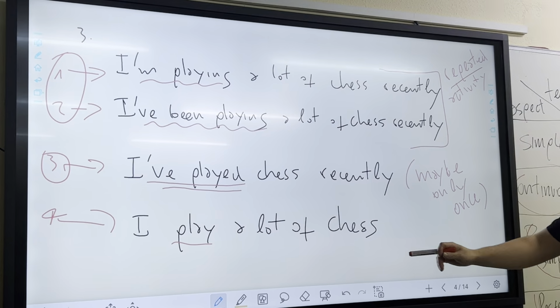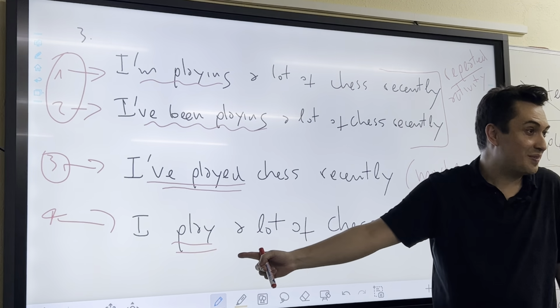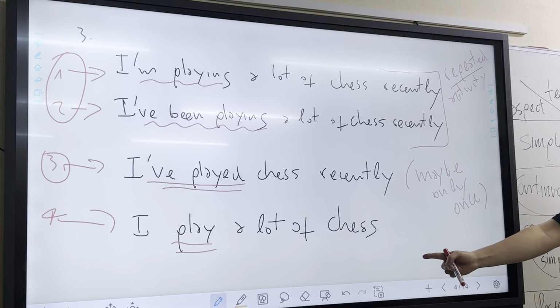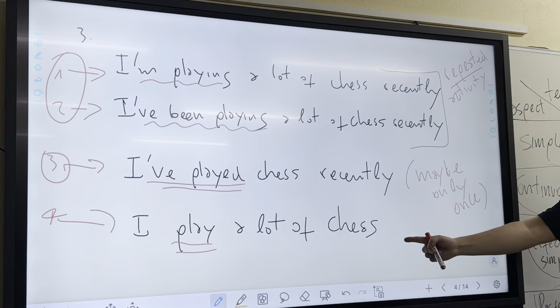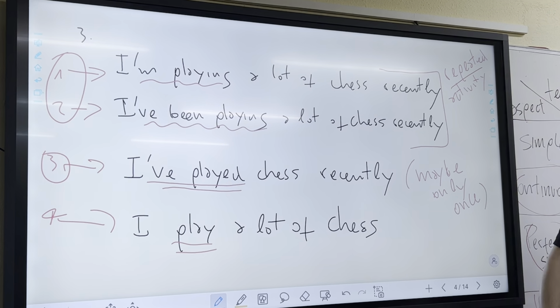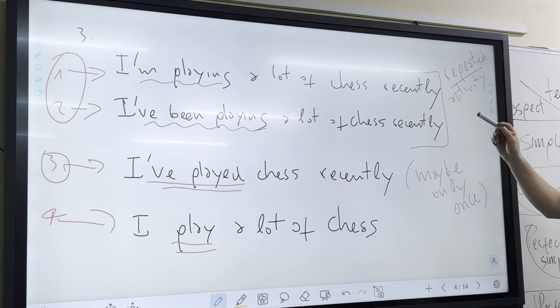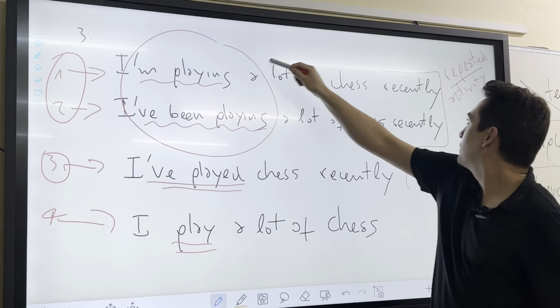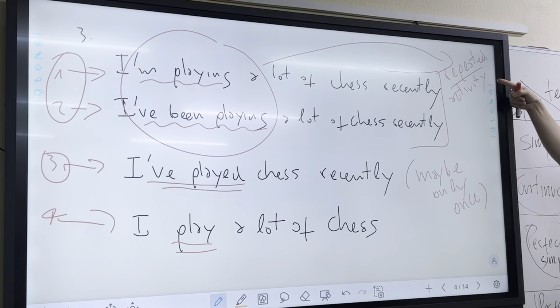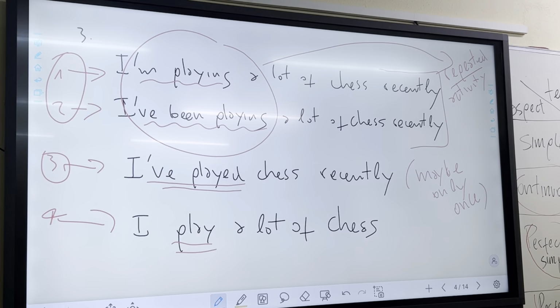If I say I play a lot of chess, this is a habit. This is a habit in general. Generally speaking, normally, I play chess. So, continuous aspect, something that happens repeatedly, a repeated activity. That is another use of the continuous aspect. So far, so good. Continuous, repeated activity.